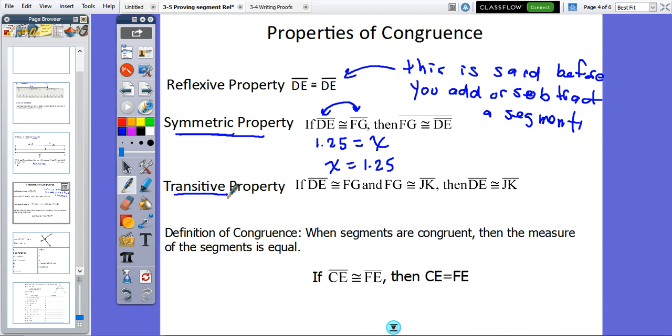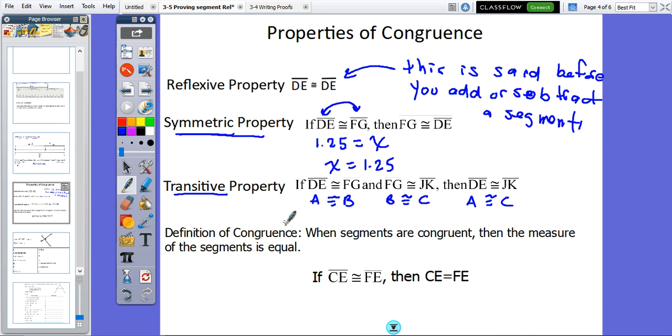The transitive property is a lot like the law of syllogism that we used earlier in this chapter, where A is congruent to B, and B is congruent to C. So if A is congruent to B and B is congruent to C, then A is also congruent to C. It's just showing the relationship between all 3 of these individual ones.